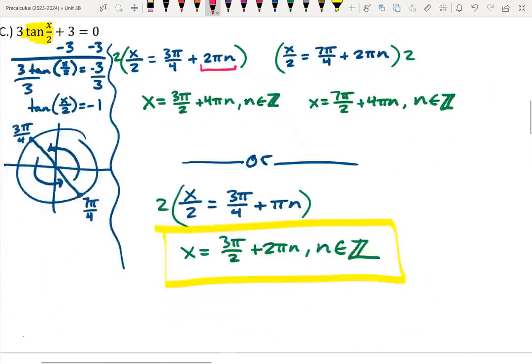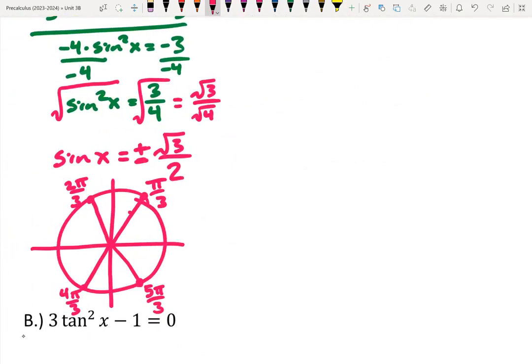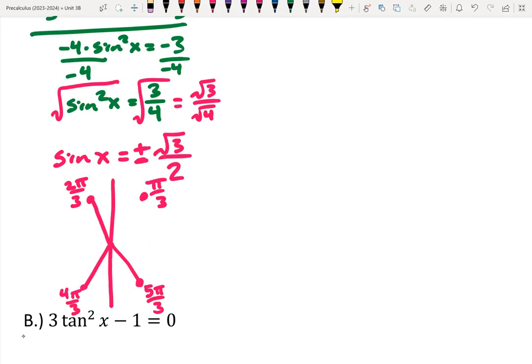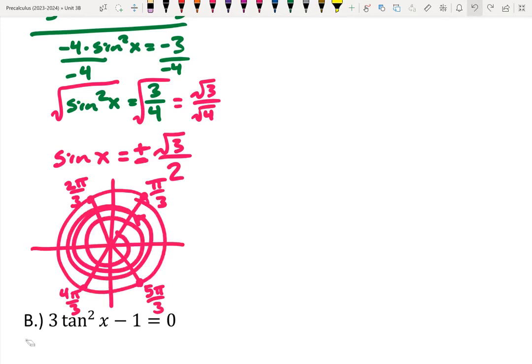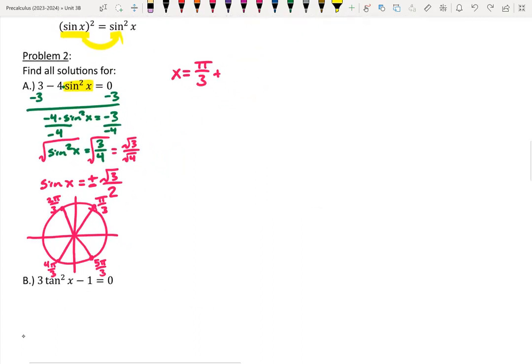2 pi n, because when we find all our solutions, we're talking about this point. Then I go a full circle to get another one, and then another full circle, another full circle. So we're adding 2 pi to get to these same places. So we're going to go ahead and add 2 pi n.